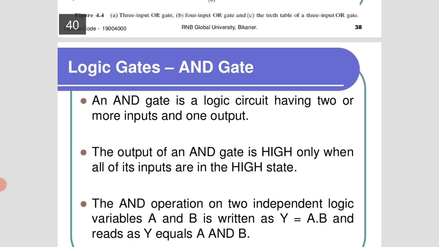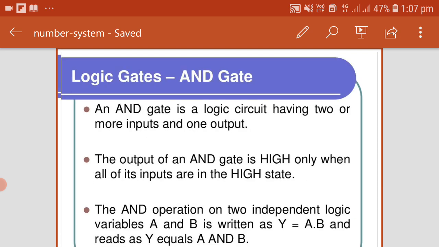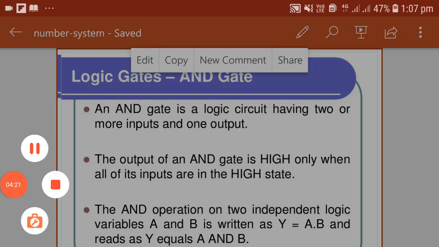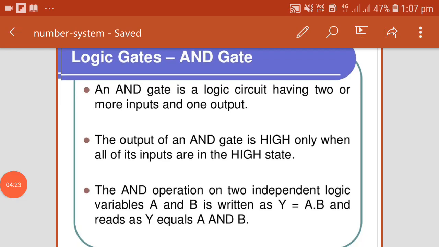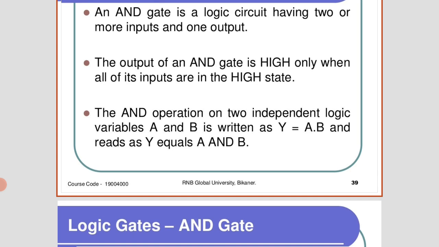Next logic gate we see is the AND gate. An AND gate is a logic circuit having two or more inputs and one output. The output of an AND gate is high when all its inputs are in the high state. The AND operation on two independent logic variables A and B is written as Y equals A into B, and read as Y equals A and B.